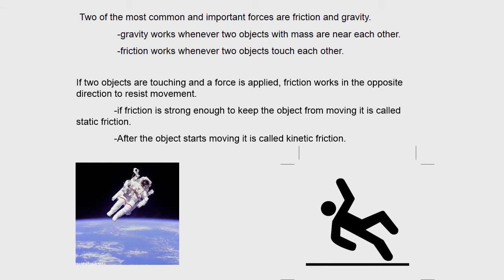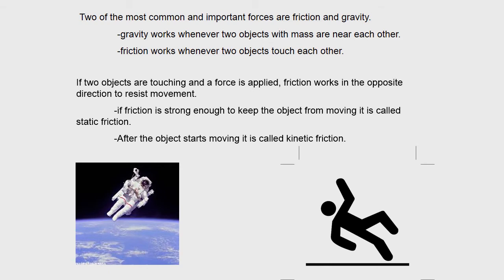Friction only works when objects try to move. If two objects are touching and a force is applied to try to make one move, friction will work in the opposite direction as that force to resist movement. If you put your hand on a table and slide it to the right, friction is pushing left. If you try to slide it left, then friction will push right. If the force of friction is strong enough, the object won't move.